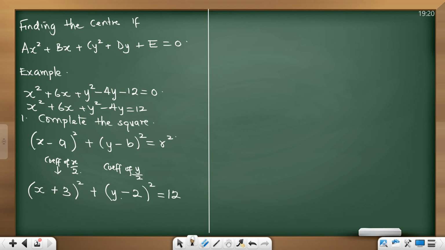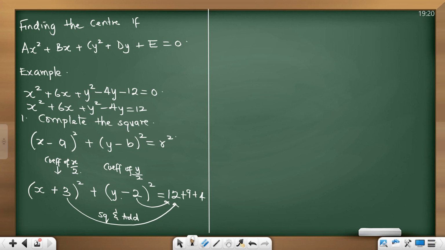Guys, are we okay with the first step? Divide the coefficient of x by 2. Divide the coefficient of y by 2. Now, what do I do in completing the square? I'm going to square this value and add. What is 3 squared? 9. I'm going to add it. What is 2 squared? 4. I'm going to add it.